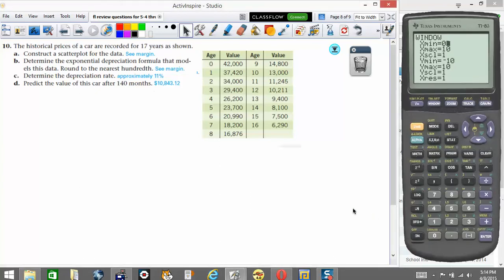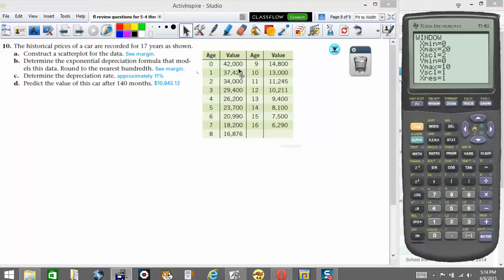Let's try that again. Hit enter. And our x max is 16, so let's go out there to 20. And we'll hit the scale markings of 1. Actually, let's make it 2. Okay. And y min is going to be 0. And our y max 42.